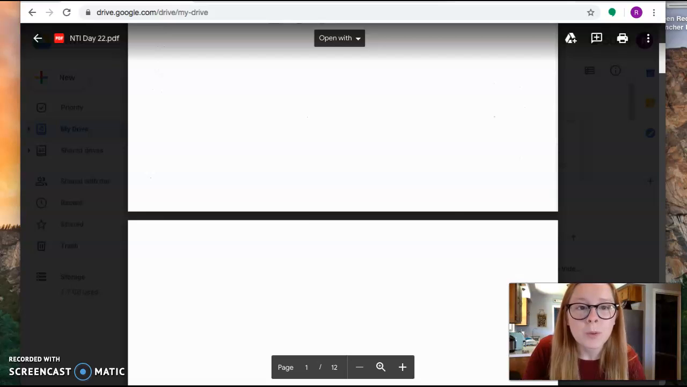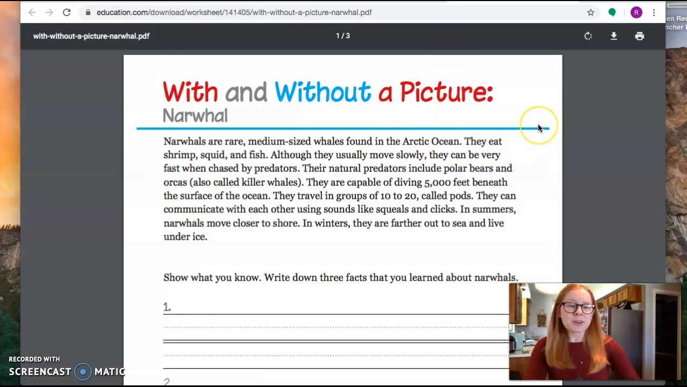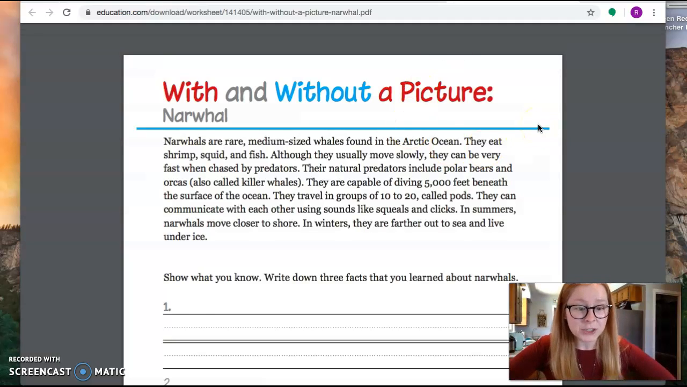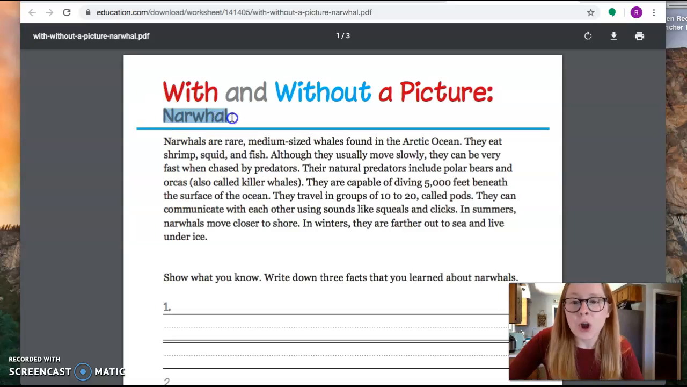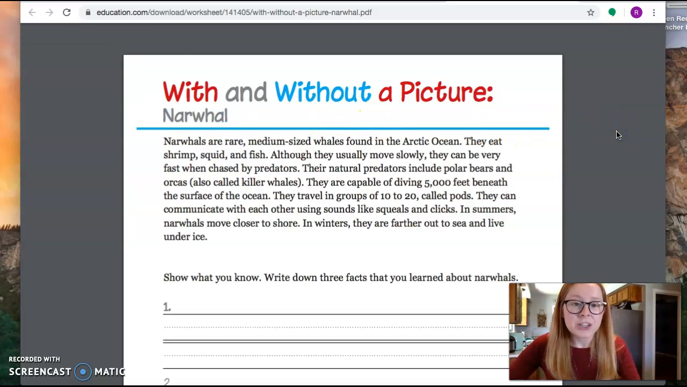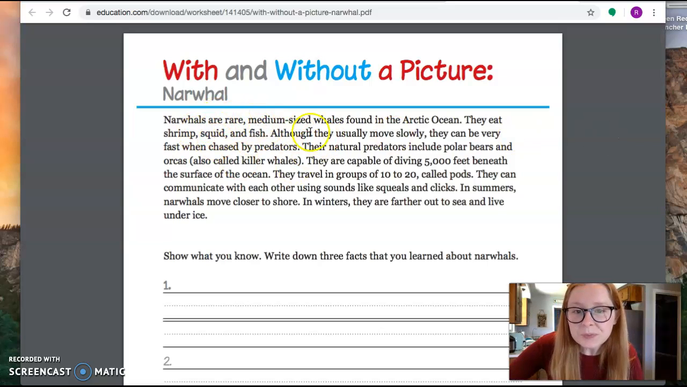Now, what we are going to do is to show you how powerful pictures can be, we are going to do a with and without a picture activity. So this is about narwhals, and narwhals are a kind of fish. They're a type of whale. I said fish, but whale, they're a type of whale.